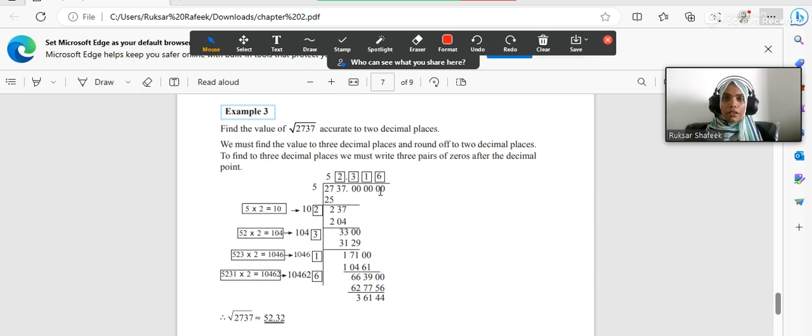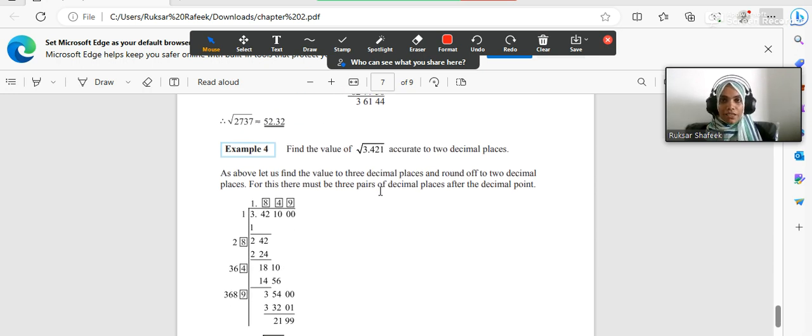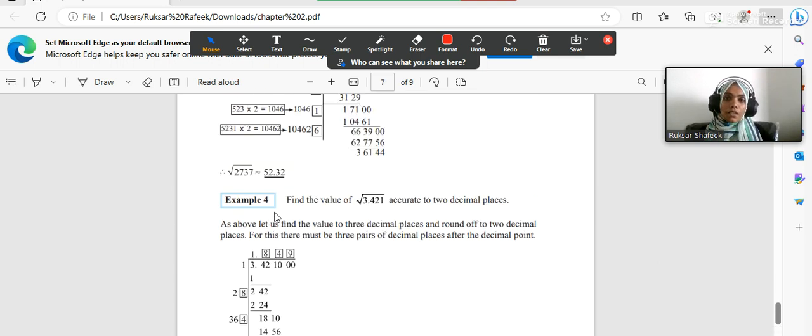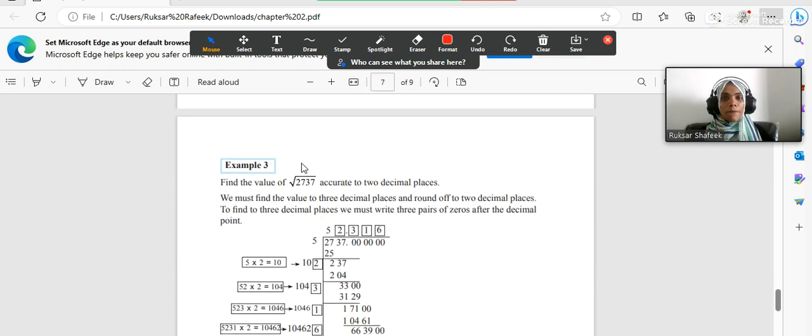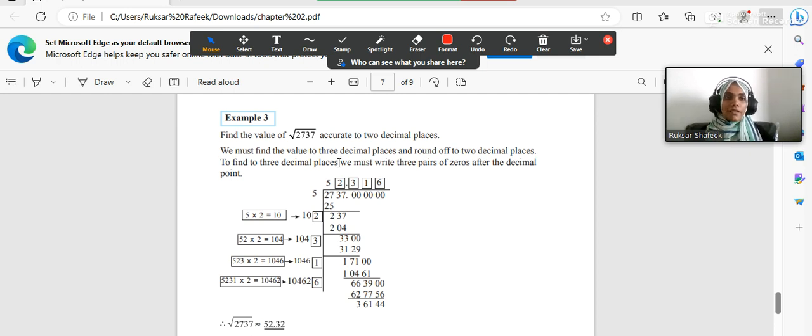But since we have examples here related to 3 decimal places where they've given us answers with 3 decimal places, I'll just quickly work out one more example before we move on to the exercises itself. So this question is find the value of 2737 accurate to 2 decimal places. Now the question says to give the answer in 2 decimal places, which basically means we have to find the answer to 3 decimal places first and then do the rounding. Right? You can't stop at 2 decimal places just because the question says so. When they say accurate to 2 decimal places, you find for 3 and then do the rounding.